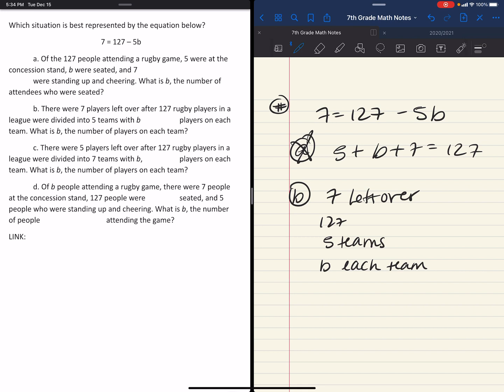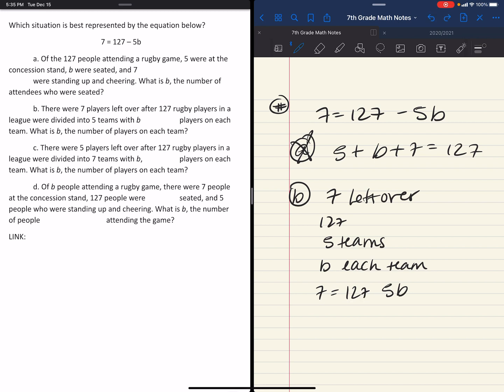In this situation, the equation would be, I see that B is times the amount of teams. I have 5 teams, so I know it's B times 5, 5B, which matches my equation. I am multiplying 5 and B. 7 is my end. It's what's left over. It's the result. So that also matches my equation. And then I have the 127. I know you guys probably think dividing, right? It should be over because I'm dividing it.